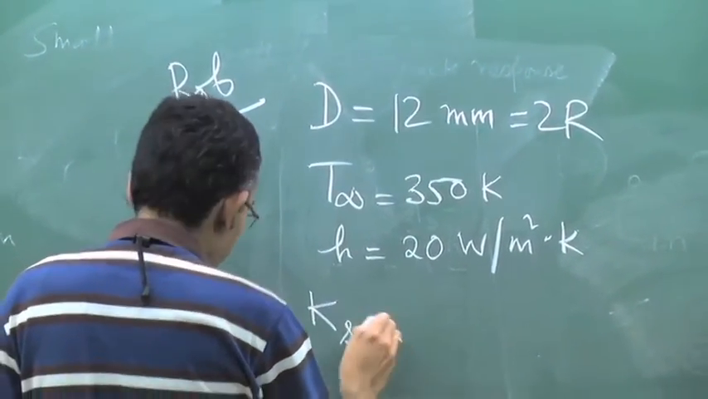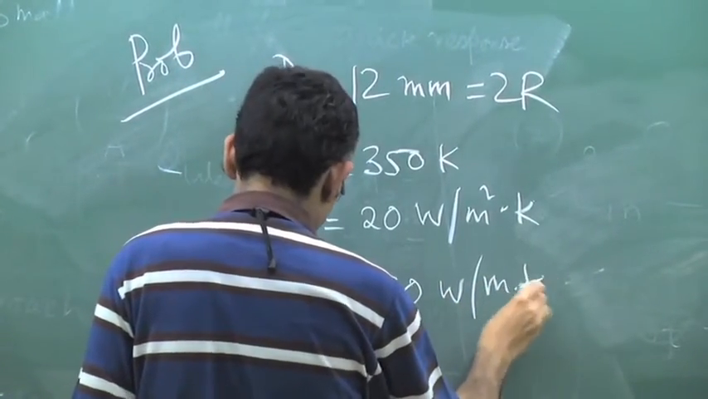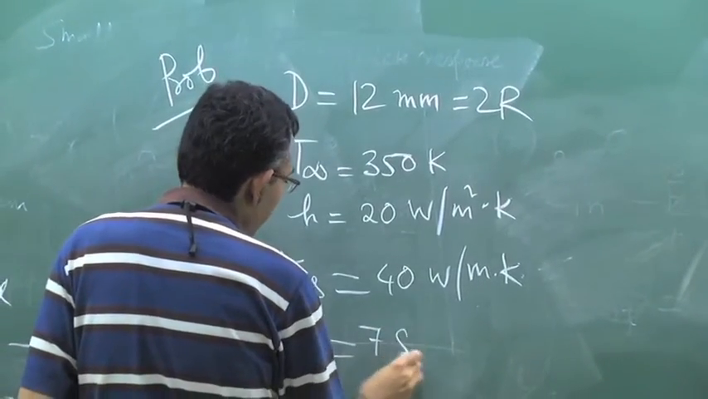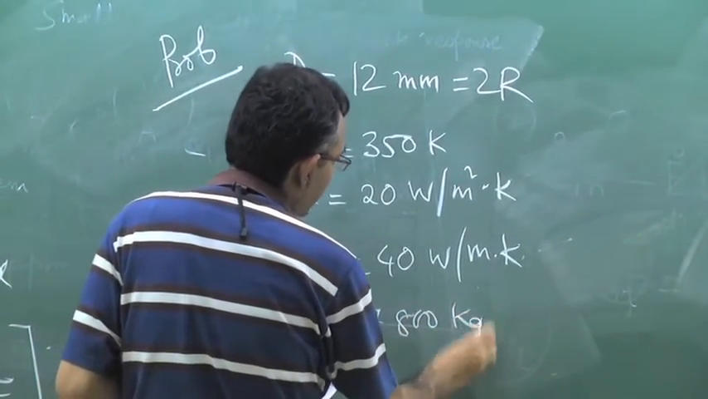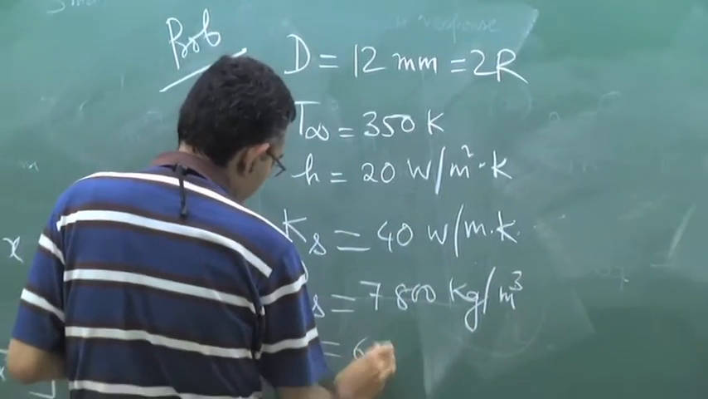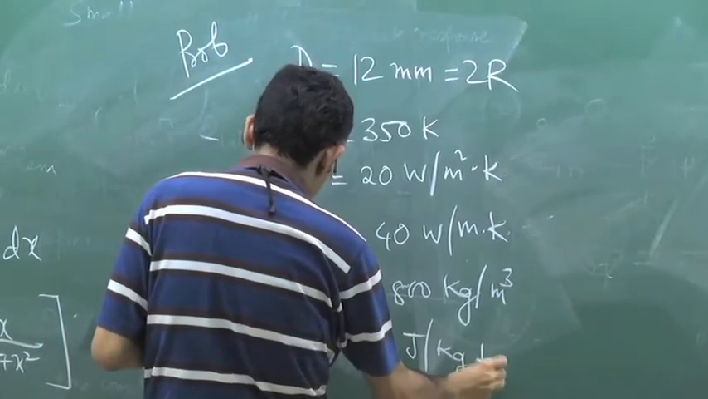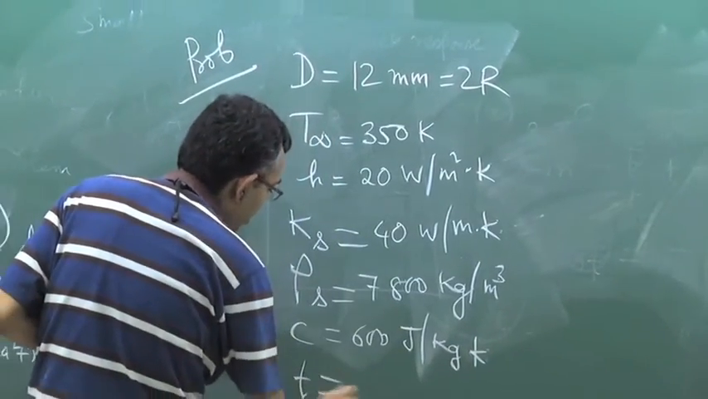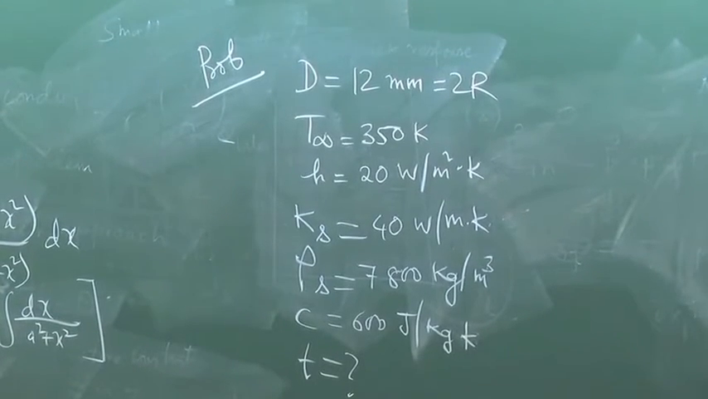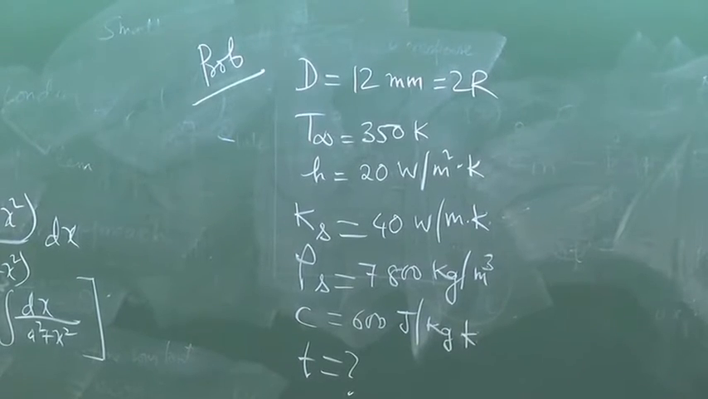Assume K of the steel is equal to 40 watt per meter Kelvin. Rho of steel is equal to 7800 kg per meter cube. C of steel is equal to 600 joule per kg Kelvin. Calculate the time required for the cooling process. How much time will it require to cool?